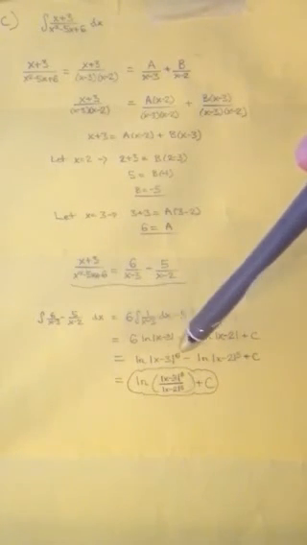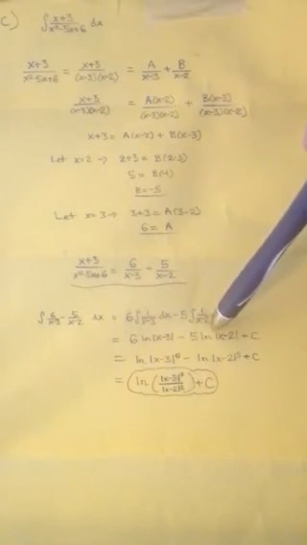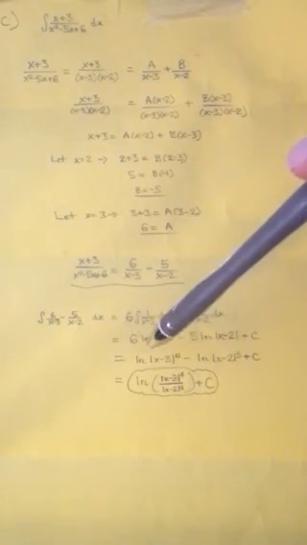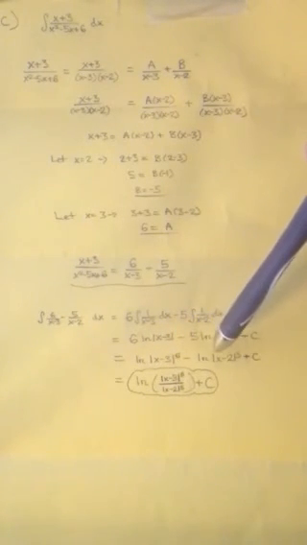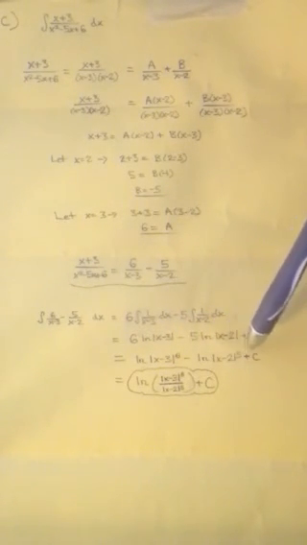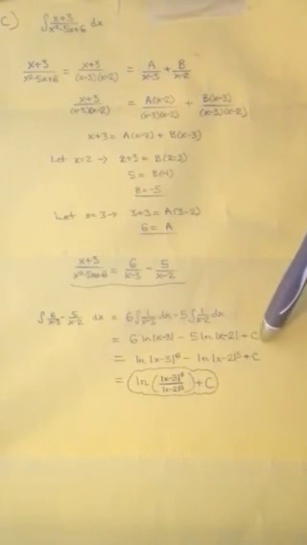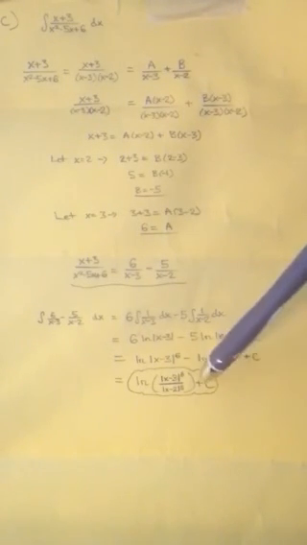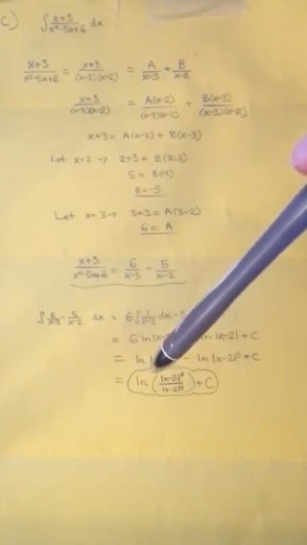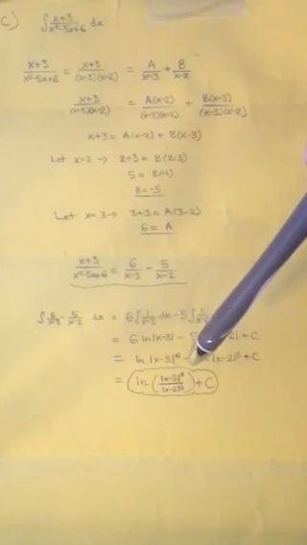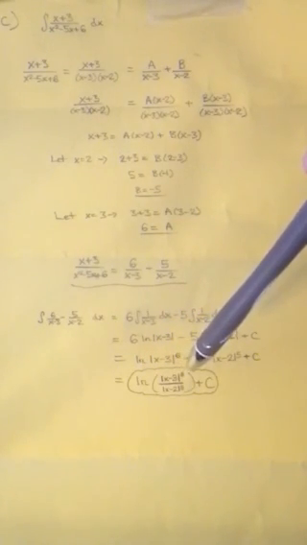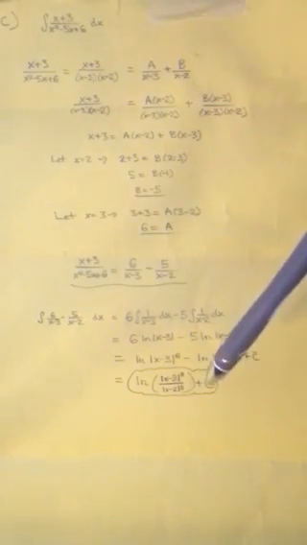And so we can rewrite 6 ln|x minus 3| minus 5 ln|x minus 2| as ln of |x minus 3| to the 6th minus ln of |x minus 2| to the 5th with logarithm rules, plus C. Then it simplifies to the natural log of the absolute value of (x minus 3) to the 6th over the absolute value of (x minus 2) to the 5th, plus C.